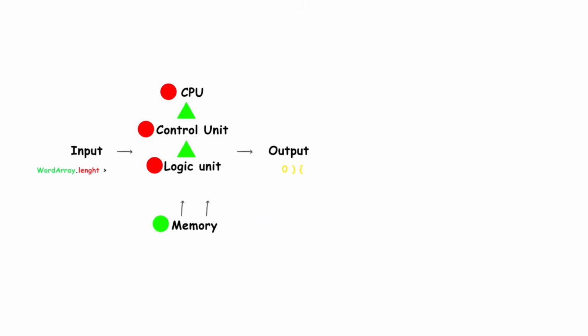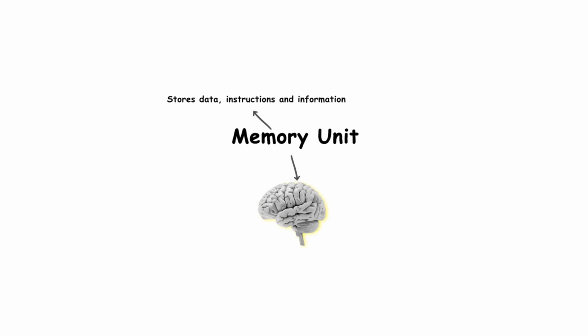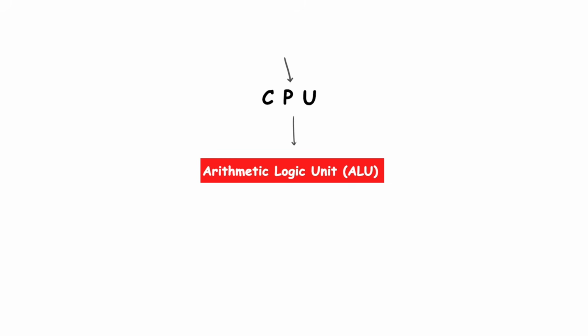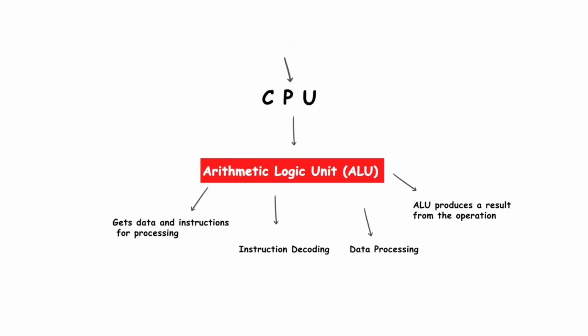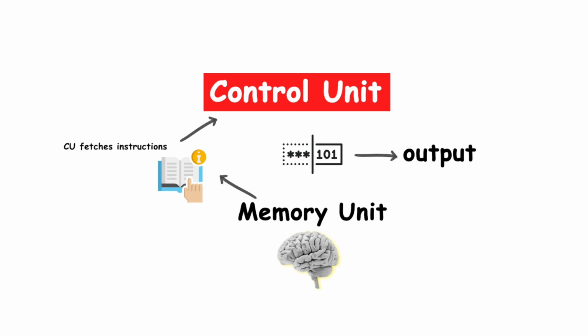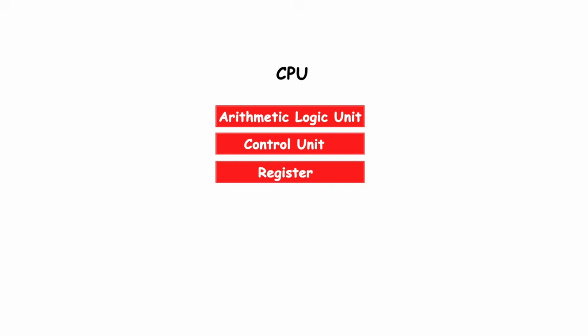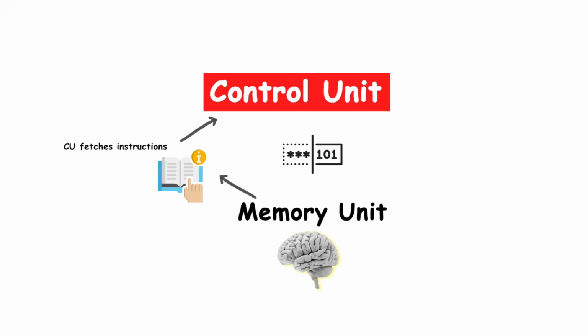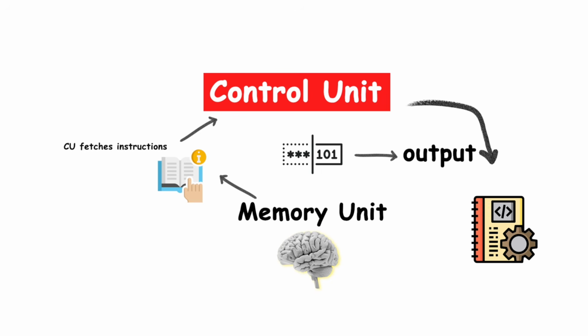The system is composed of 4 key components: the central processing unit, CPU, the memory unit, the input-output system, and the control unit. Inside the CPU, the arithmetic logic unit, ALU, performs mathematical and logical operations, while the control unit fetches instructions from memory, decodes them, and coordinates their execution. A major characteristic of this design is the fetch-decode-execute cycle. The CPU fetches an instruction from memory, decodes what operation it represents, and then executes it. After that, it moves to the next instruction.